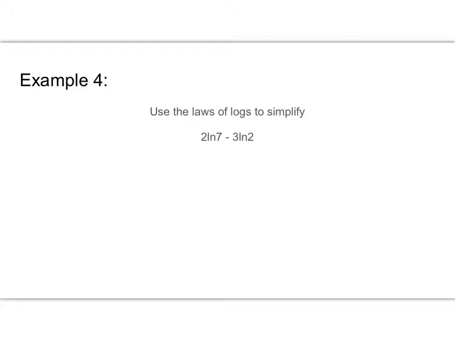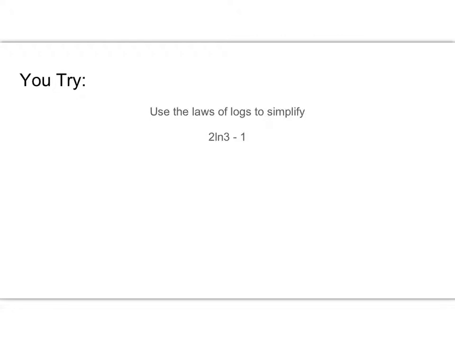All right, let's use the laws of log to simplify this. So I have 2 natural log of 7 minus 3 natural log of 2. I can rewrite that as the natural log of 7 squared minus the natural log of 2 cubed. And then I can evaluate the 7 squared. That's the natural log of 49 minus the natural log of 8. 2 cubed is 8. And then I can combine these, and I get the natural log of 49 divided by 8. Here's one for you to try. Stop the video, start when you're ready to check.